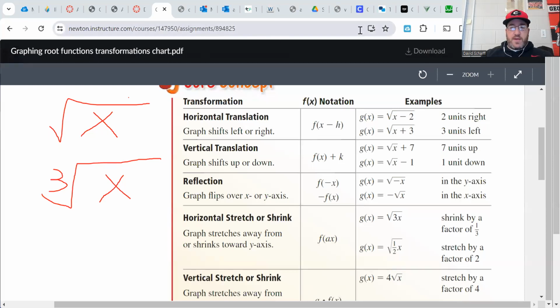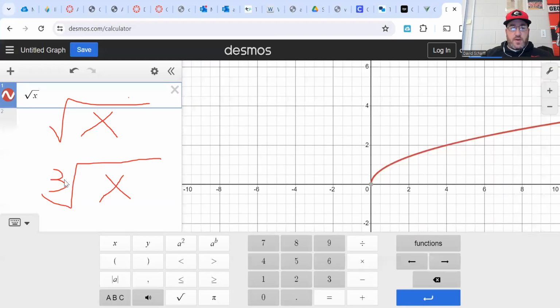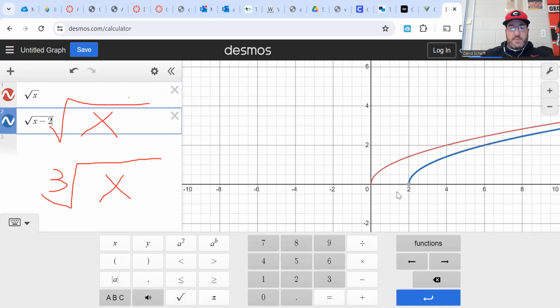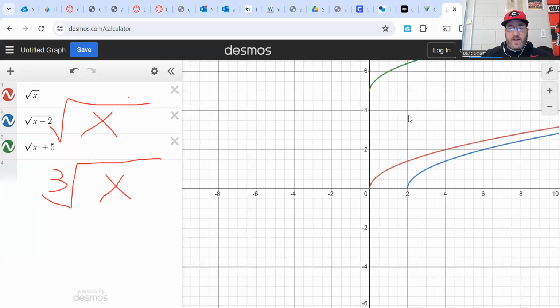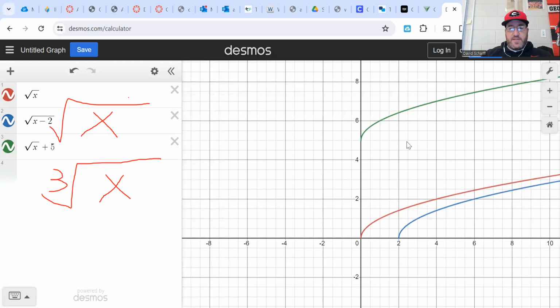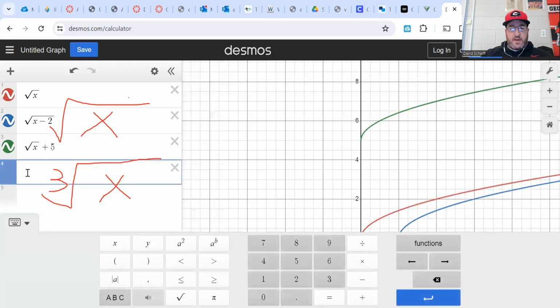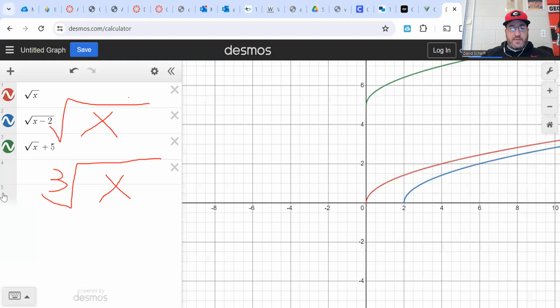Big idea. What that means is if I'm on Desmos, I do the square root of x minus 2. You can see my graph is now moved 2 units to the right. If I did square root of x plus 5, it moved 5 units up. Still got the same shape. If I did a reflection, the graph goes back down.